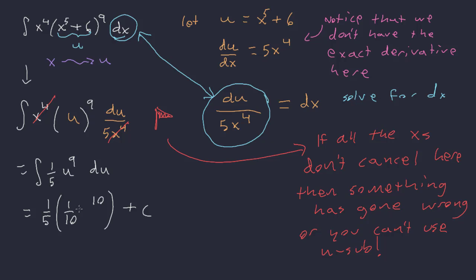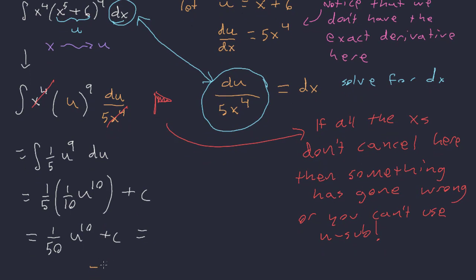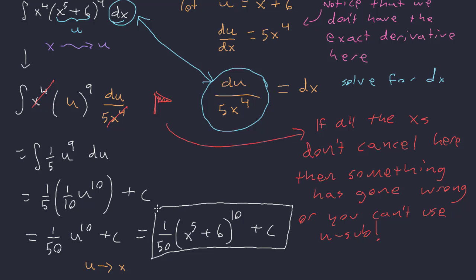And I totally messed that up. It's u to the 10th. So we will have 1/50 u to the 10th plus c. And now all we need to do is translate back from u's into x's. So I have 1/50. Our u was x to the 5th plus 6. So I have x to the 5th plus 6, whole thing raised to the 10th, plus c, and that is our final answer.